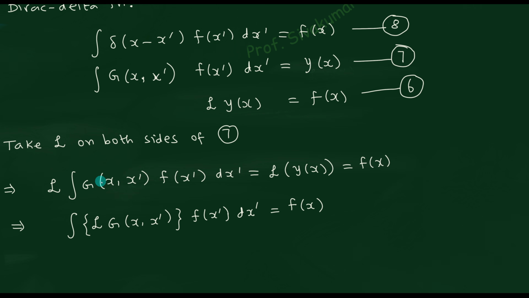So the L operator will operate only on the x part of the green function. So I combined like that, and f of x prime and dx prime simply come here. That is equal to the same right hand side. So the step is now clear. The reason is that the L operator will operate on x only, and the integral operator will operate only on x prime.